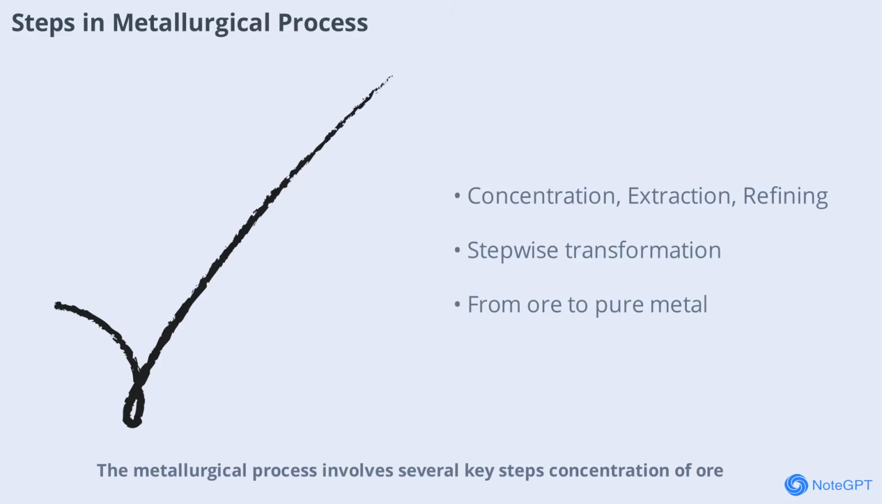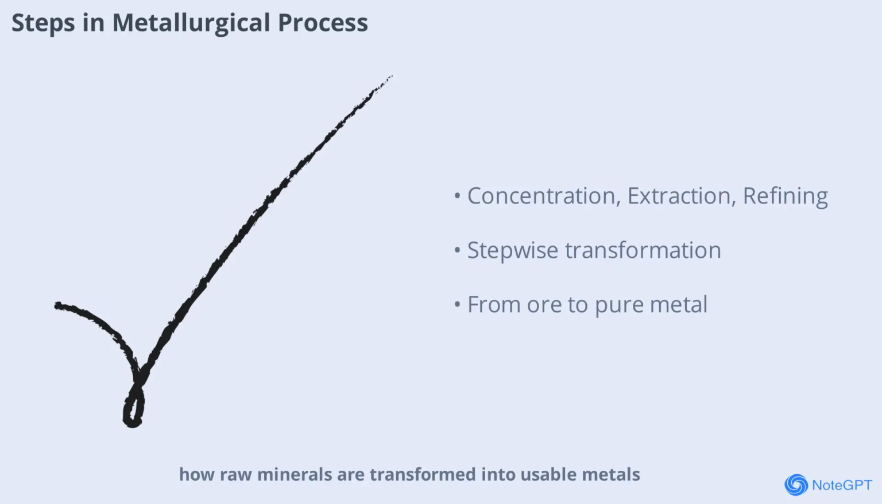The metallurgical process involves several key steps: concentration of ore, extraction of metal, and refining. Concentration removes unwanted materials, extraction isolates the metal, and refining purifies it. Each step uses specific techniques depending on the type of ore and the desired metal. Understanding these steps provides a roadmap for how raw minerals are transformed into usable metals, which are then used in everything from construction to electronics.